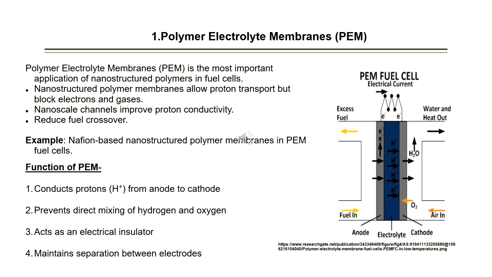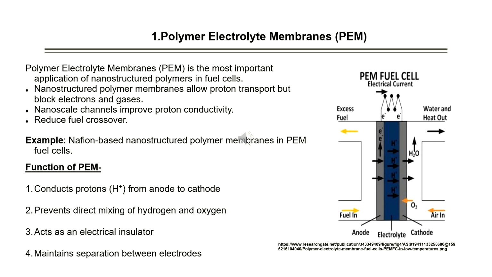So electrons move through an external circuit through which electric current will be conducted, and protons must pass through a membrane to reach the cathode. As you can see in the figure here, electrons will be passing from the above, which is the external circuit, and protons, which are H plus ions, are passing through the electrolyte, which is nothing but the membrane. Then what is the role of nanostructured polymers here?